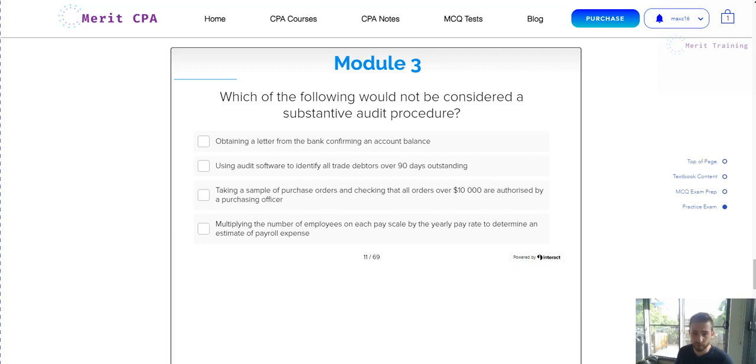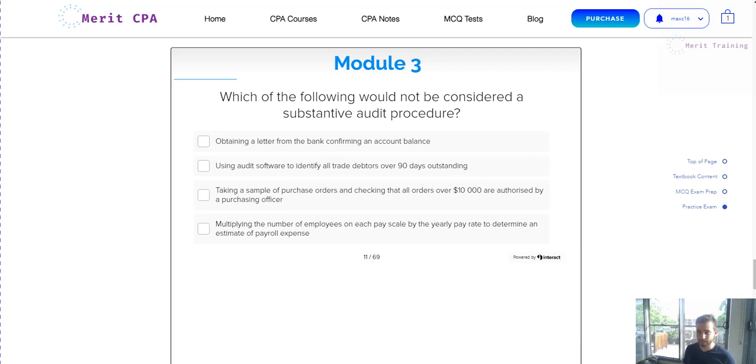B is using audit software to identify all trade debtors over 90 days outstanding. So this is also a substantive audit procedure because you're using a CAAT, C-A-A-T, to check a large amount of detail for that. C, taking a sample of purchase orders and checking that all orders over $10,000 are authorized by a purchasing officer.